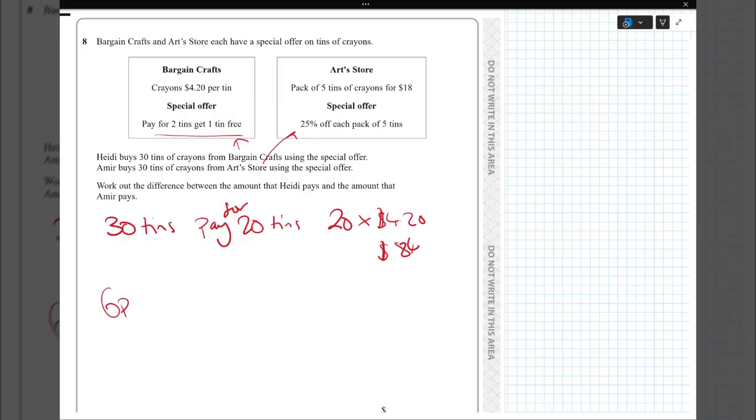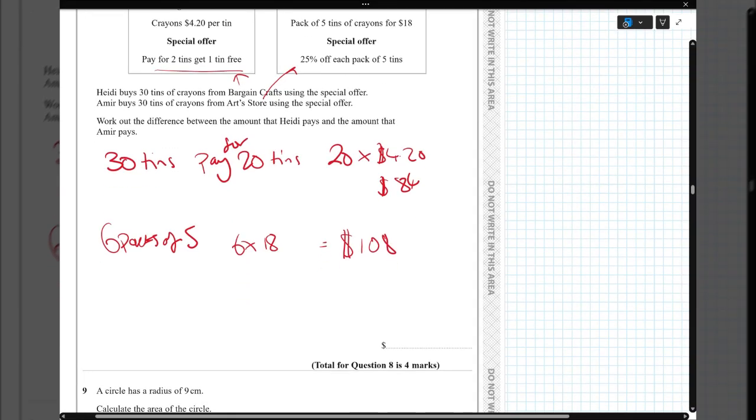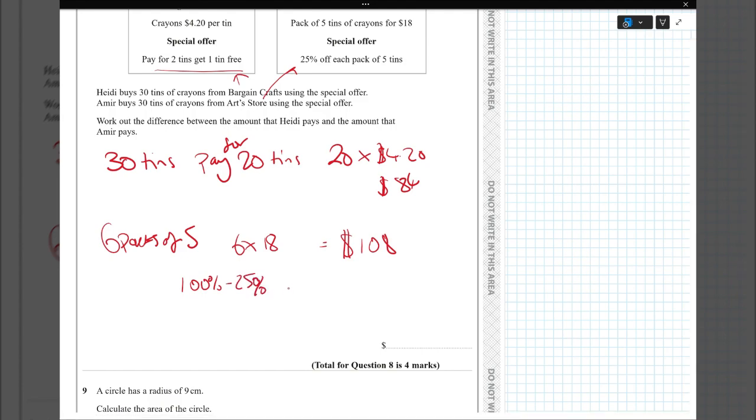Now the art store, 5 tins of crayons is $18, 25% off each pack of 5. Well, they're going to get 6 packs of 5. So 6 times by 18 is $108. And then we need to take 25% off. So 100% take off 25% leaves 75%. So this is going to be multiplied by 0.75, and that is 81. And that means that the difference between the two, 84 take away 81, is $3.